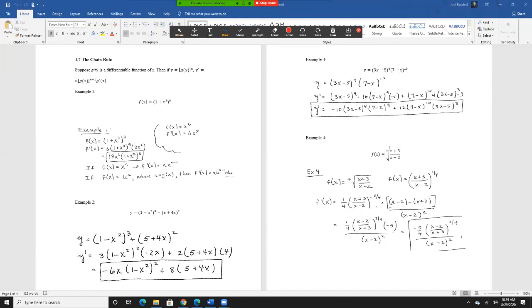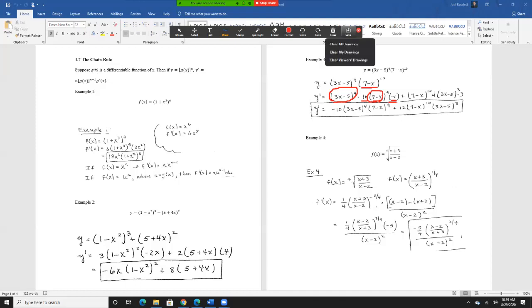So let's do that. Remember, the product rule says that if you have the product of functions, in order to find the derivative, you multiply the first function times the derivative of the second function. Well, the derivative of the second function is going to be 10 times 7 minus x to the power of 9. But then, since it's a function to a power, I have to multiply that by the derivative of 7 minus x, which is negative 1.